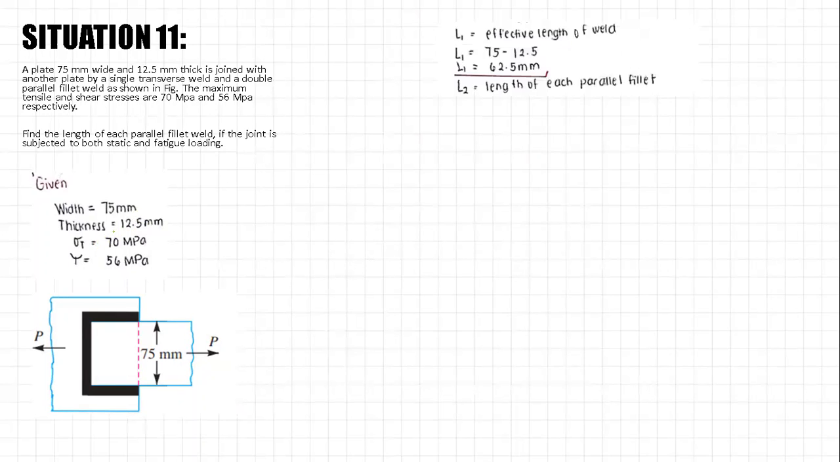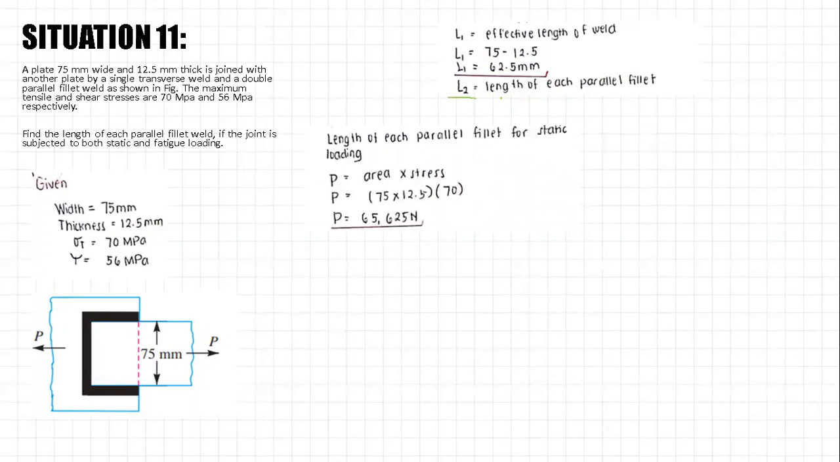So let's discuss first the effective length of the weld, because we will use that. The effective length of the weld is the width minus the thickness. So 75 minus 12.5 mm is equal to 62.5 mm. L2 is what we will find, the length of each parallel fillet. So let's discuss first the length of each parallel fillet weld for static loading.